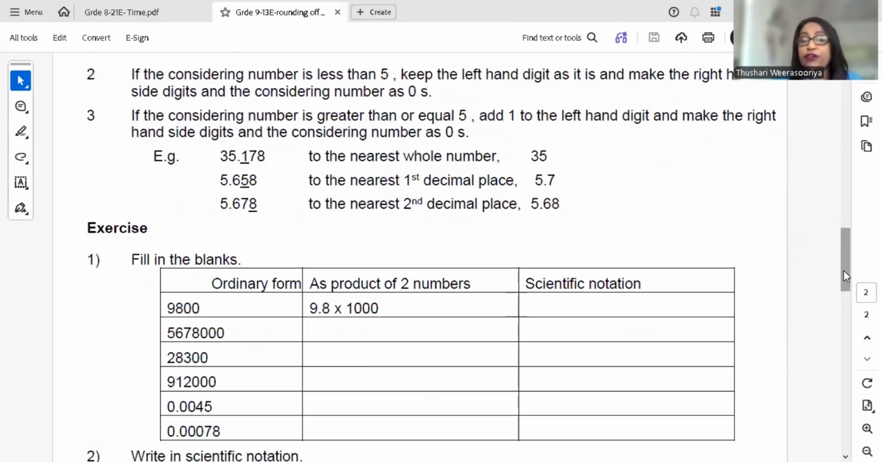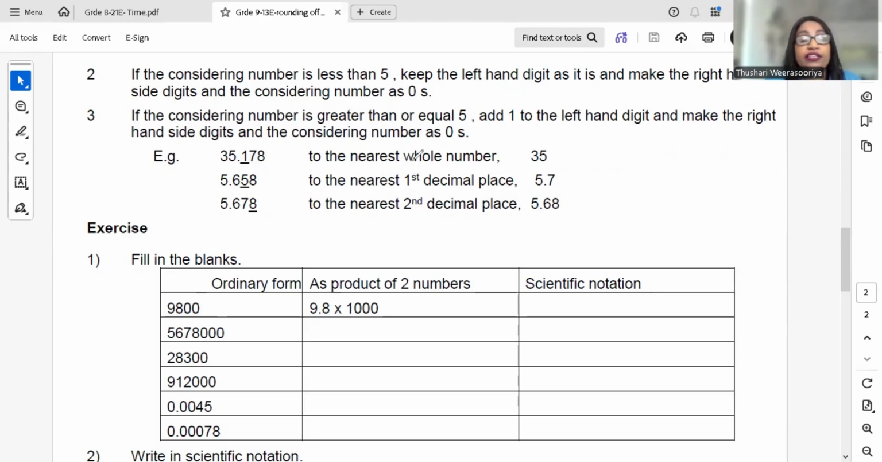Now, if the considering number is less than 5, you don't add anything. Just keep it as it is. Now look at this. If the considering number is greater than or equal to 5, you add 1 to the front number. Look at these examples. Again, 3 examples.